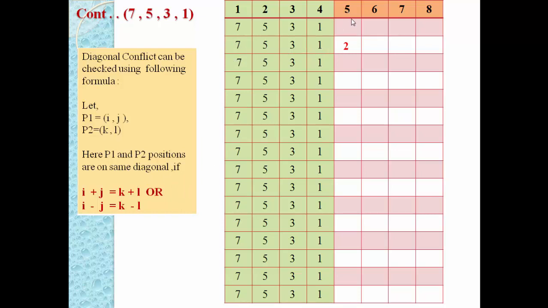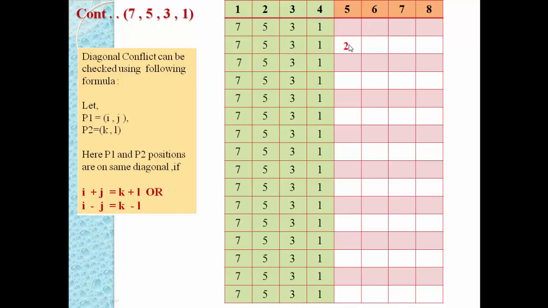So we need to check that 5 plus 2 is equal to 7. Is there any queen out of these 4 which has an addition of row and column equal to 7? 7 plus 1 is equal to 8, 5 plus 2 is equal to 7. Here 2 plus 5 is equal to 7, and here 5 plus 2 is equal to 7. It means that our queen number 5, on the 5th row 2nd column, will have the same diagonal as our second queen, because it is on the 2nd row 5th column. So we cannot place our 5th queen on the 5th row 2nd column.